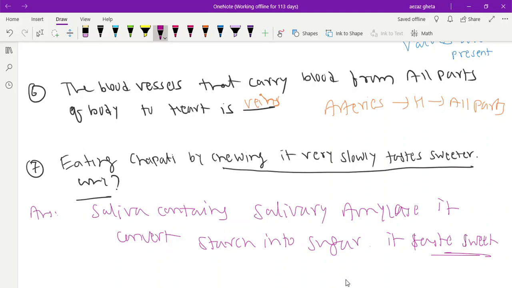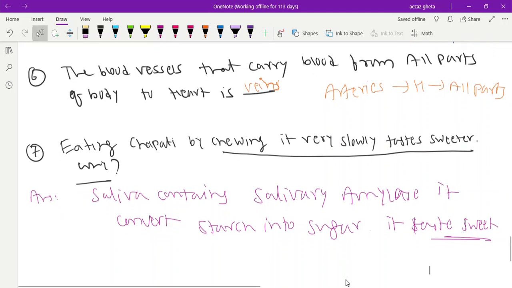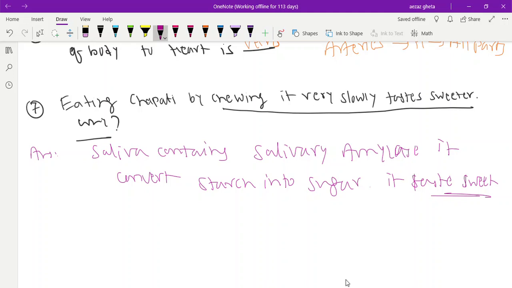When we chew slowly, the saliva contains what? Salivary amylase enzyme. Salivary amylase enzyme converts starch which is present in chapati into sugar, and this sugar will taste sweet. These are the certain questions. Even you can practice the difference between arteries and veins. Okay, arteries and veins, you can write down 4 points easily.